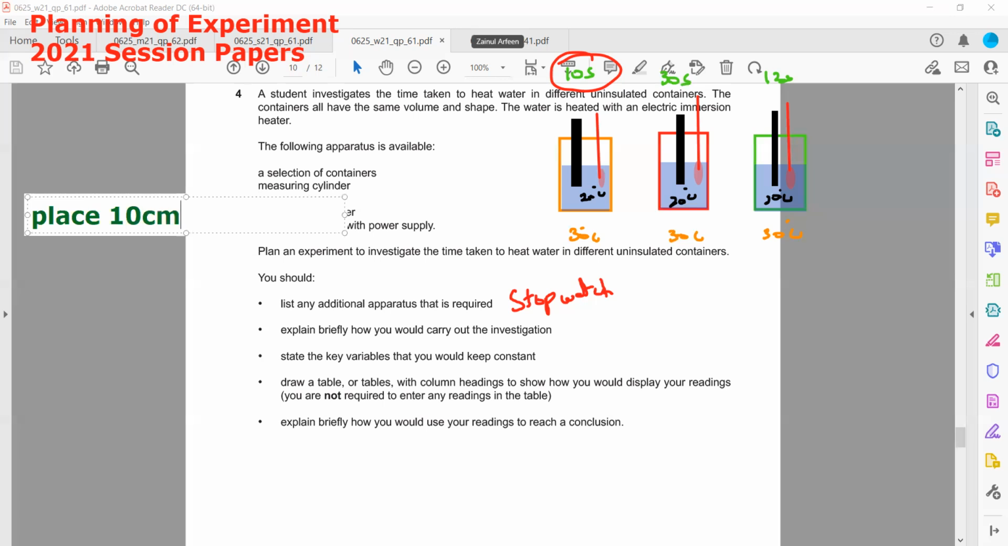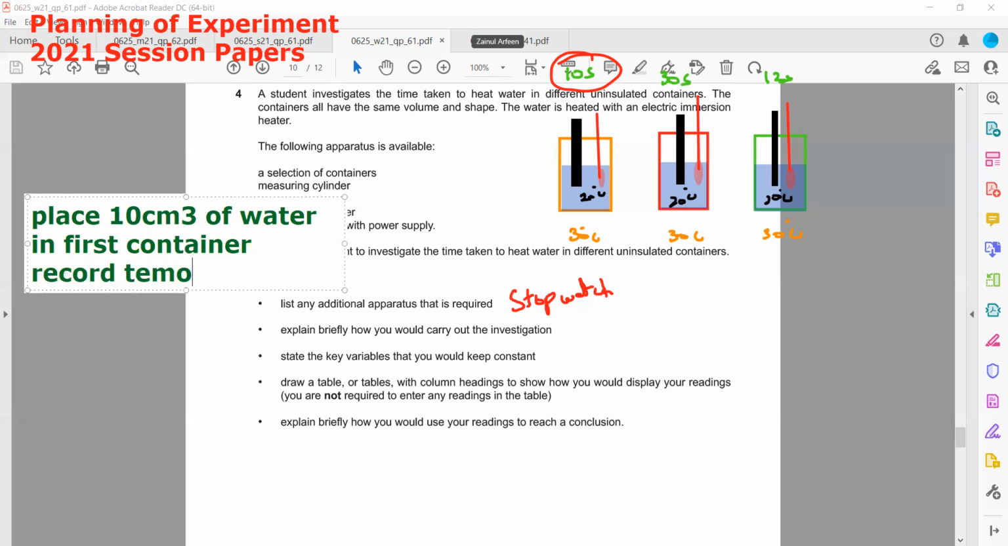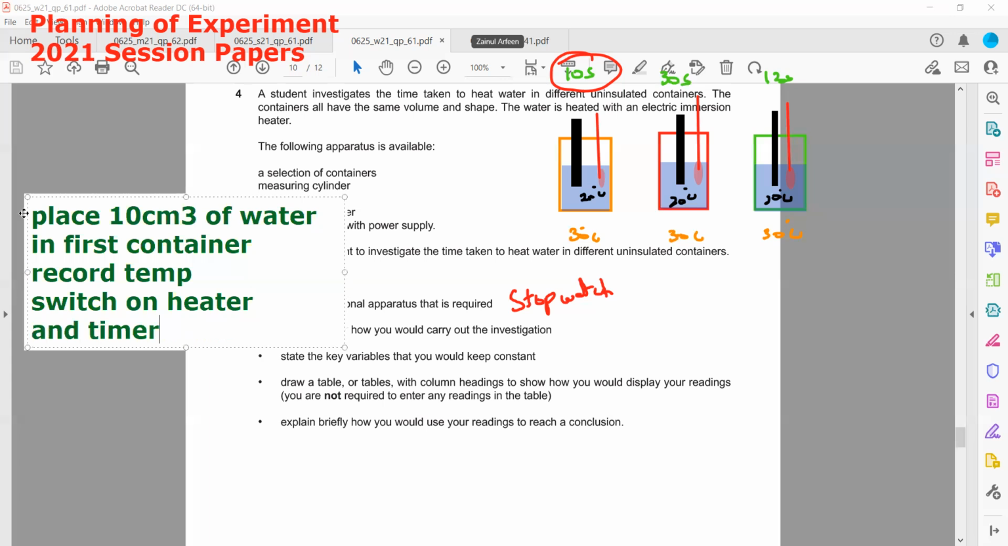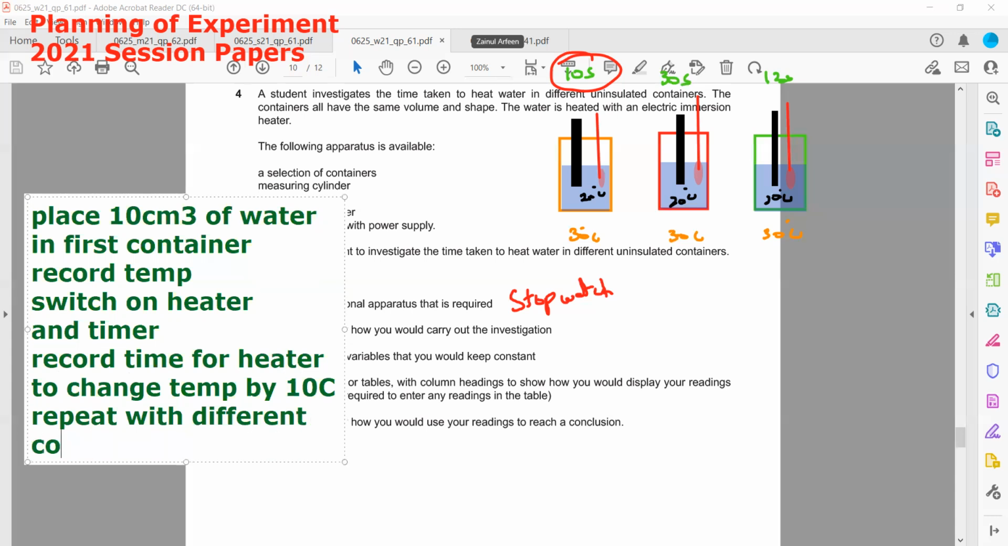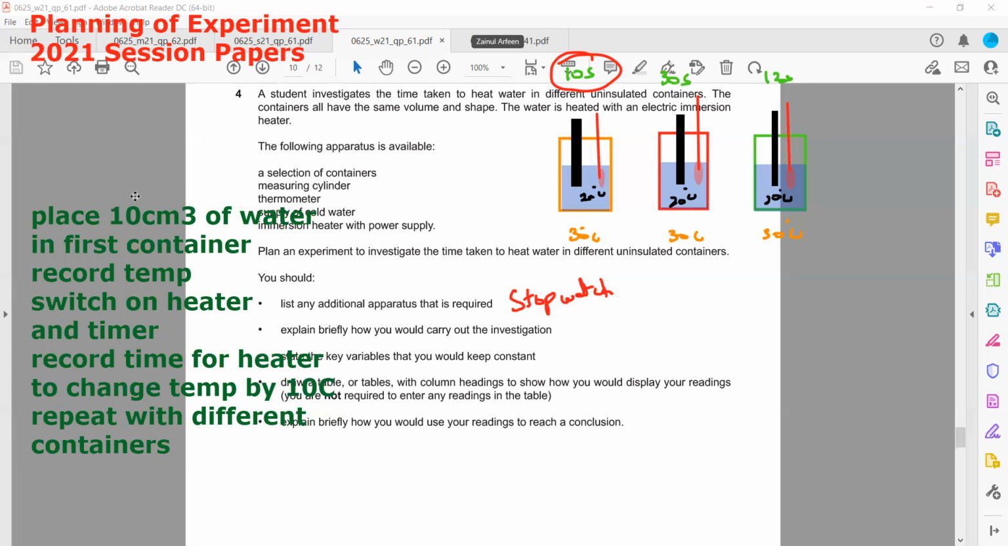So place 10 cm cube of water in the first container, record the temperature, switch on the heater and the timer, the stopwatch, then record the time for the heater to change the temperature by 10 degrees. And then we will repeat the experiment with the other containers. So this will be the procedure, how we carry out the experiment. This is the whole procedure.